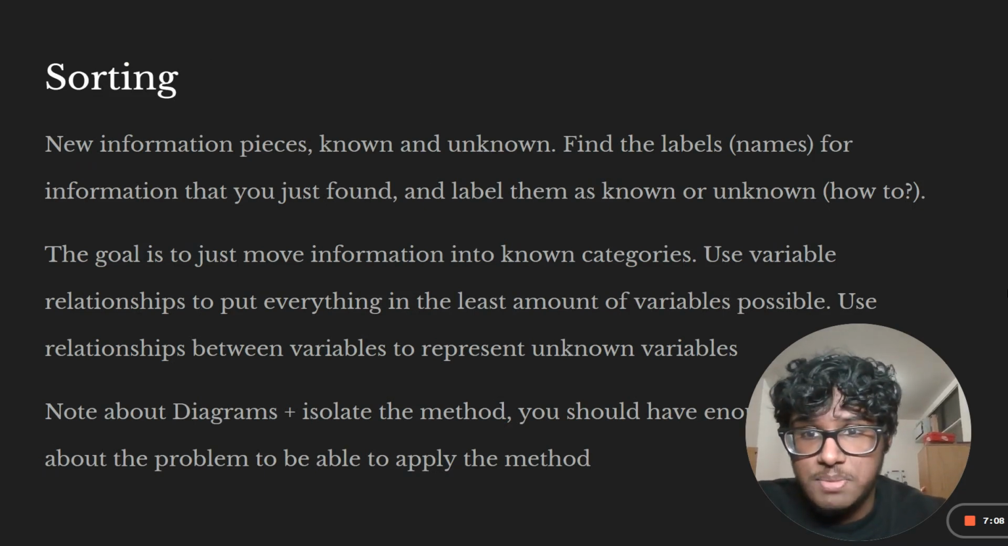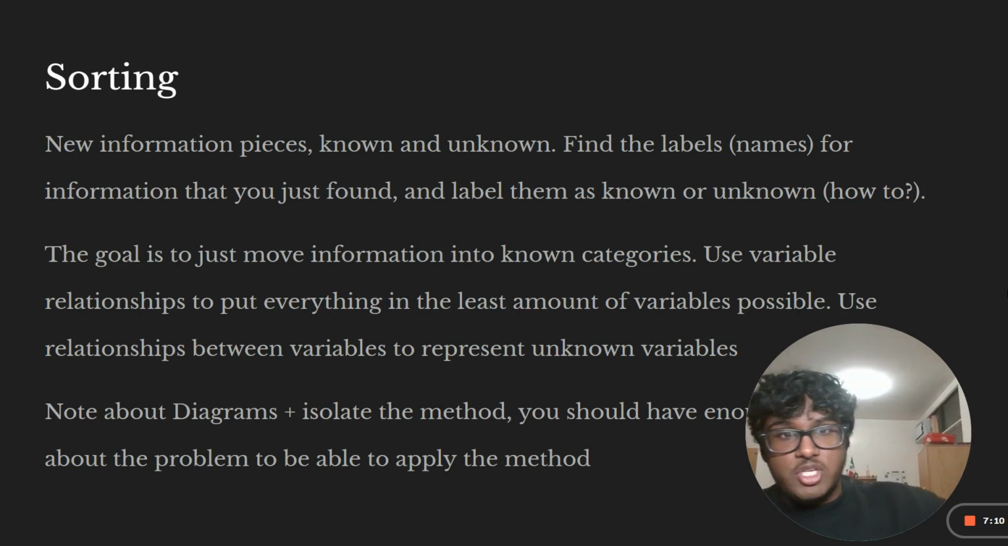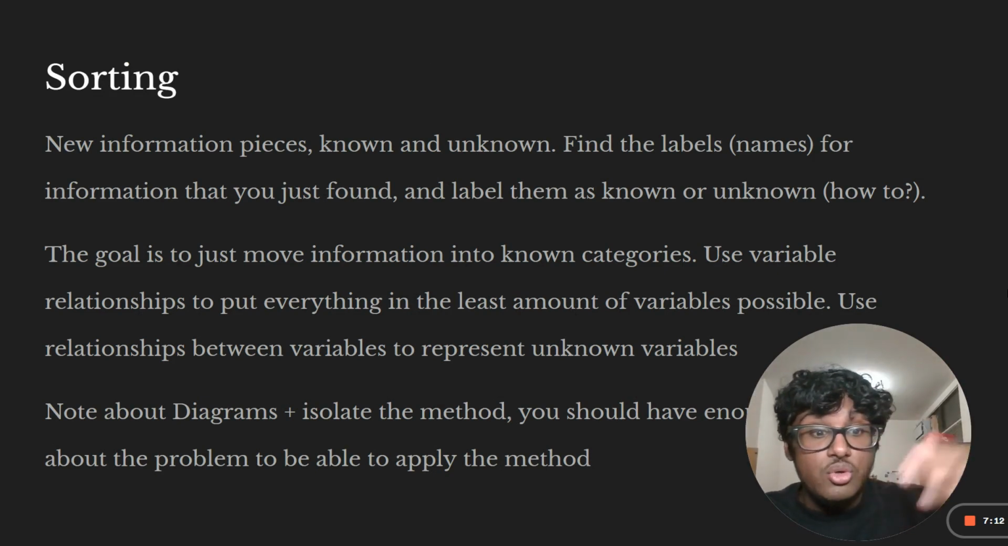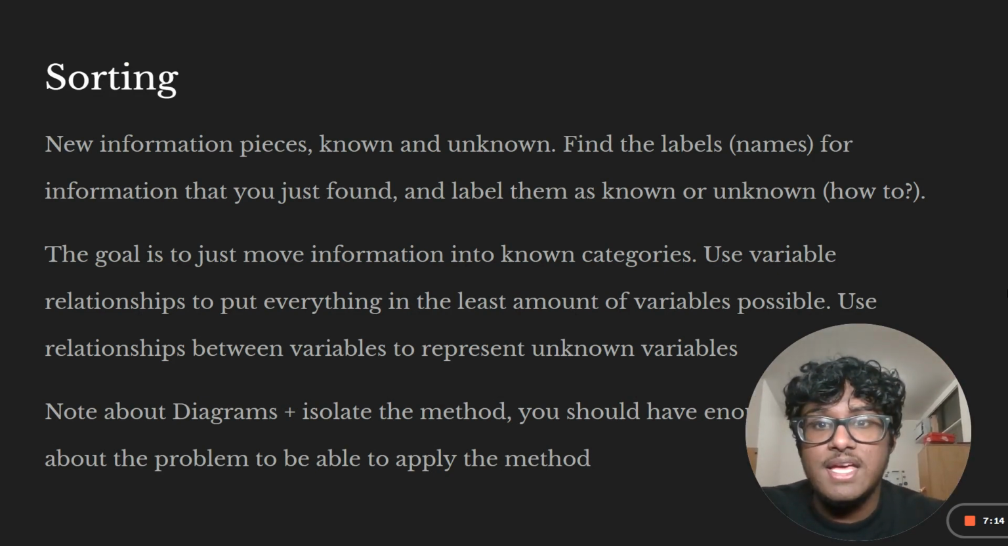The information pieces, I'm actually not talking about the information pieces you just took. I'm talking about new information pieces. What I mean by that is known and unknown information pieces. So basically, you need to find the labels.